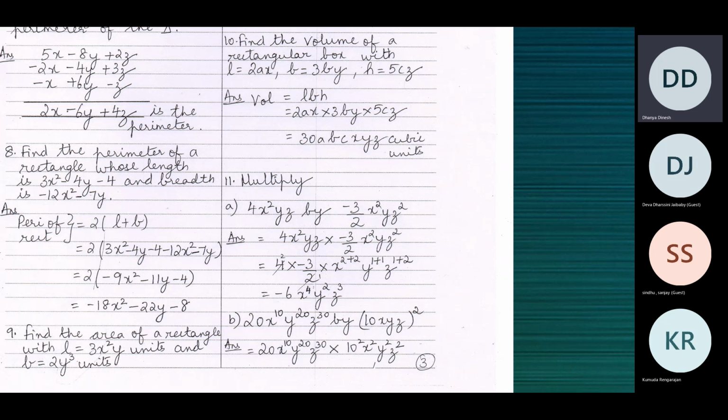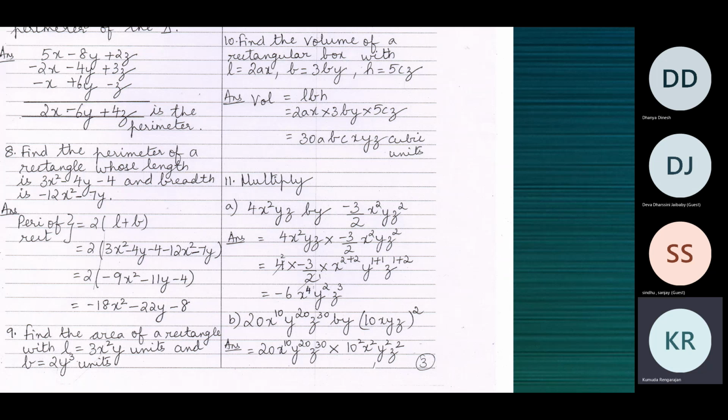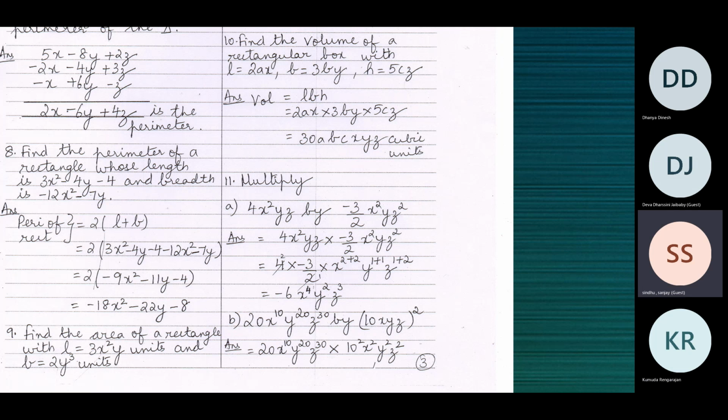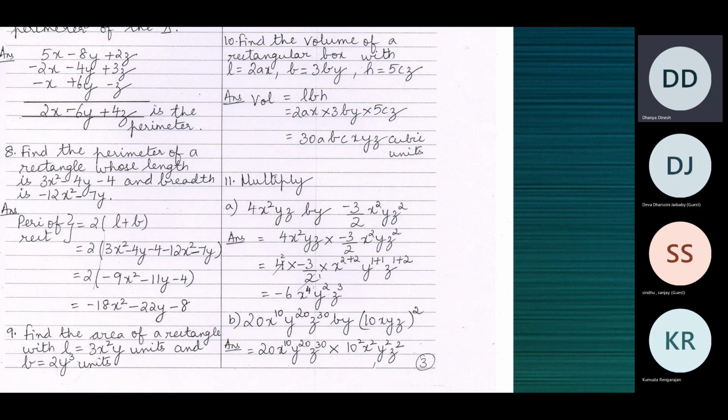Ma'am, is it 400? No. Not 400. Ma'am, the answer is 10 square 20 x 12, y 22, z 32, ma'am. No. Ma'am, is it 2000? Yeah, it's 2000.